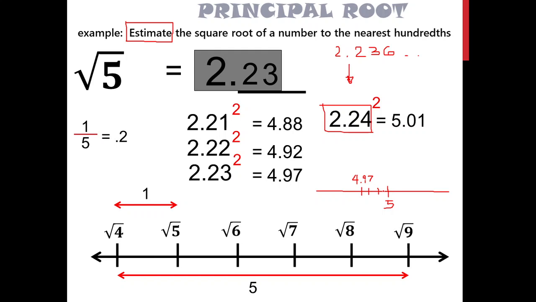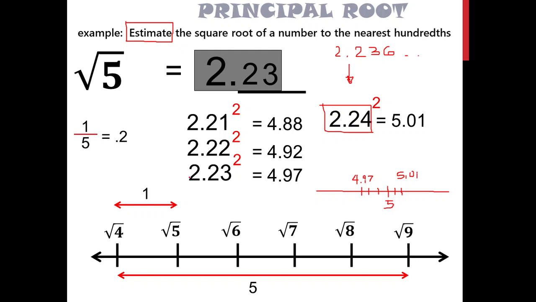Okay? So this is 4.97. Now you can see here 5.01. 5.01 is somewhere here. This is 5.01. So this one is closer to 5. That is why 2.24 is the best answer. But again, 2.23 and 2.24 are both correct answers because we only need the estimated value. Estimated means not the exact value, the one close.